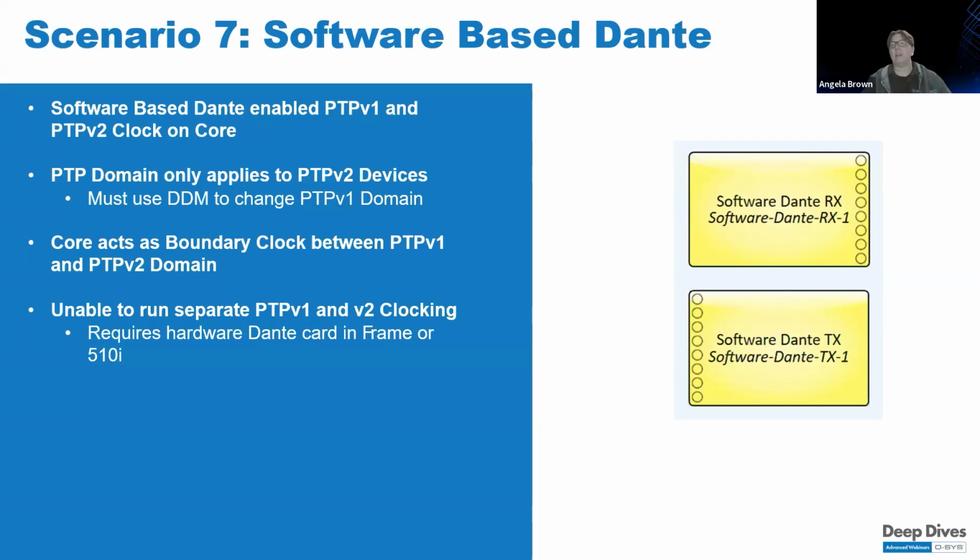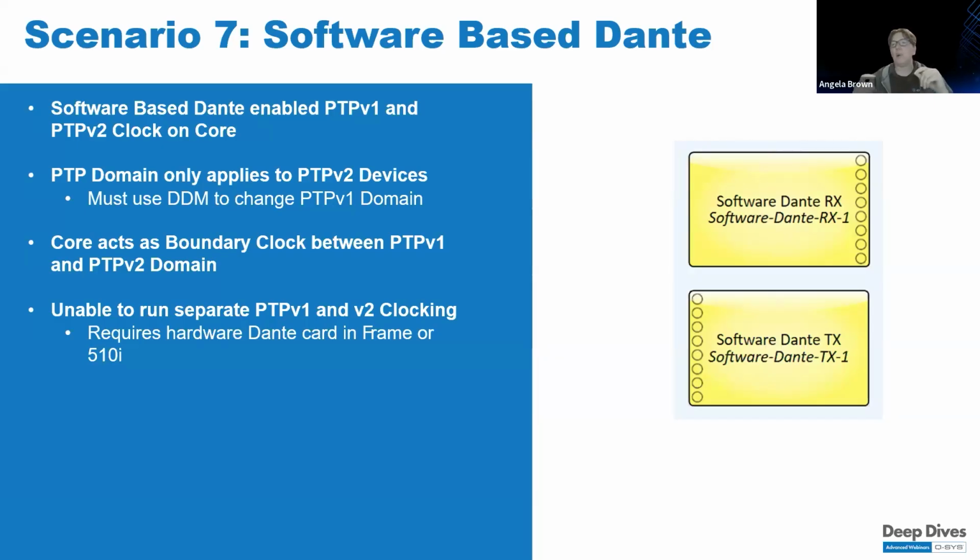It will most likely try to be the boundary clock in this scenario. With the gear that we're looking at, as soon as we drag this software Dante into the file, the core will do everything it can to become the boundary clock. PTP domain only applies to PTP v2 devices. So if we drag software Dante in, keep in mind, it is still at domain 0. The core will act as the boundary clock. But one thing the core won't do is separate clocking between PTP-v1 and PTP-v2.